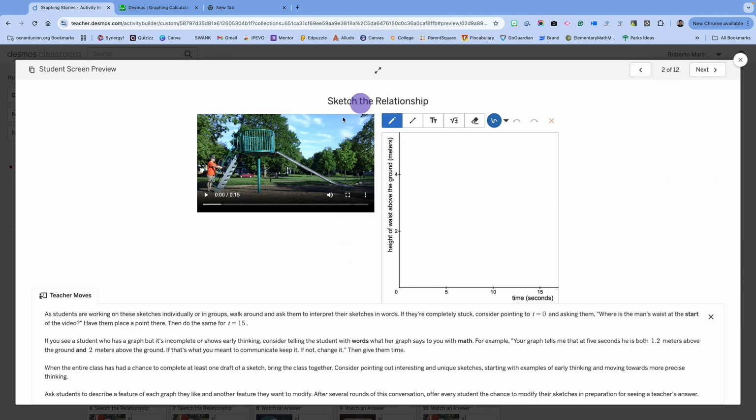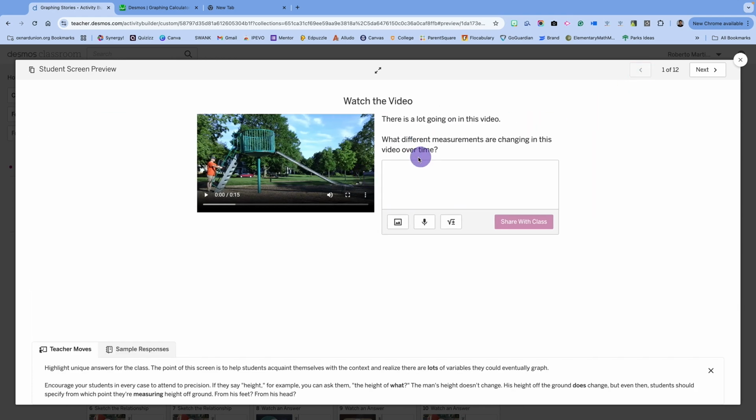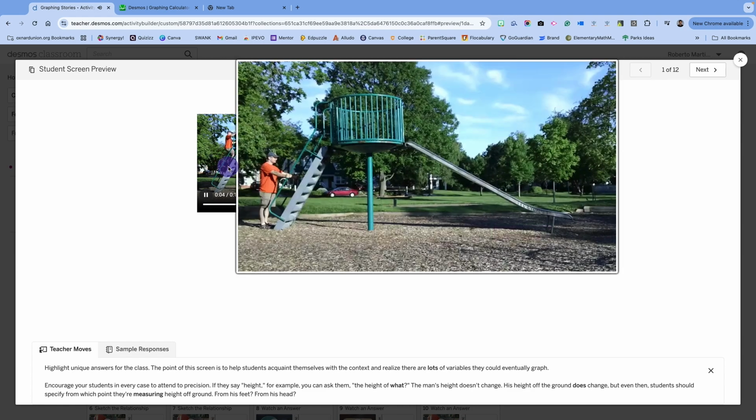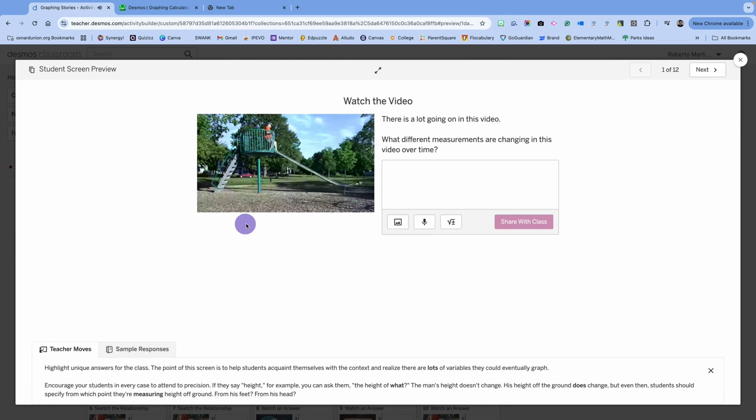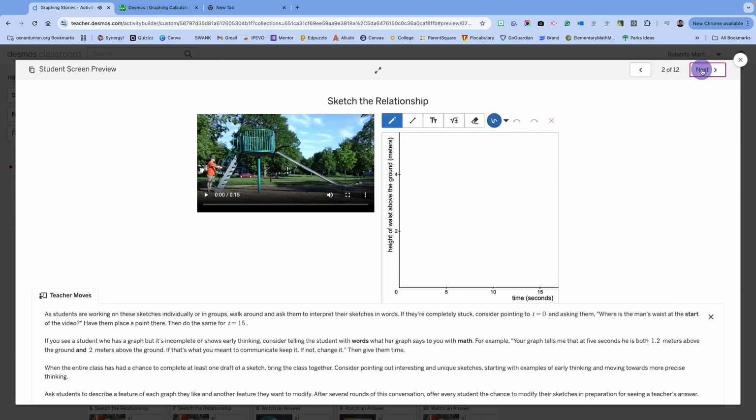So this is already the second slide. You can go back to the first slide, but we talked as a class about what the different measurements are that are changing over time in this video. And so we said that it's a guy's height. We talked about he's moving, and we're measuring time and maybe even speed. There's a lot of different things going on in this video. But what's important is this. So we're actually going to sketch in time and the height of the waist of the guy.